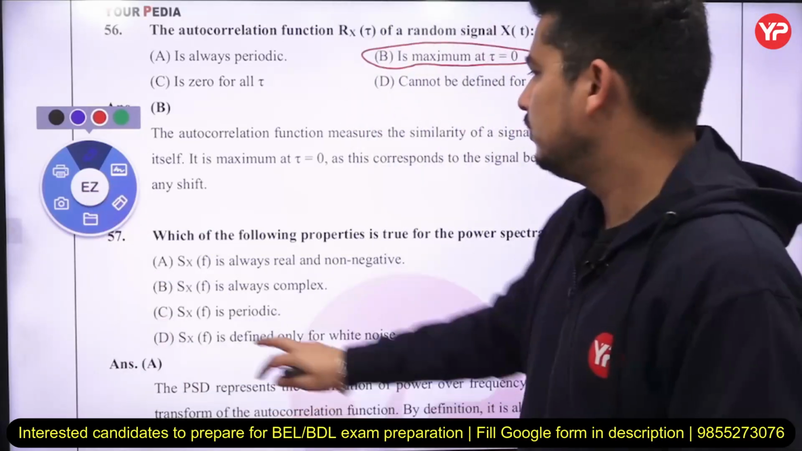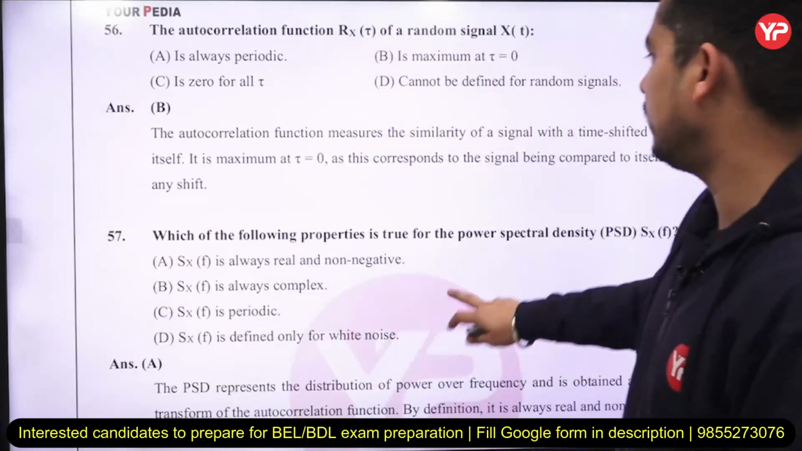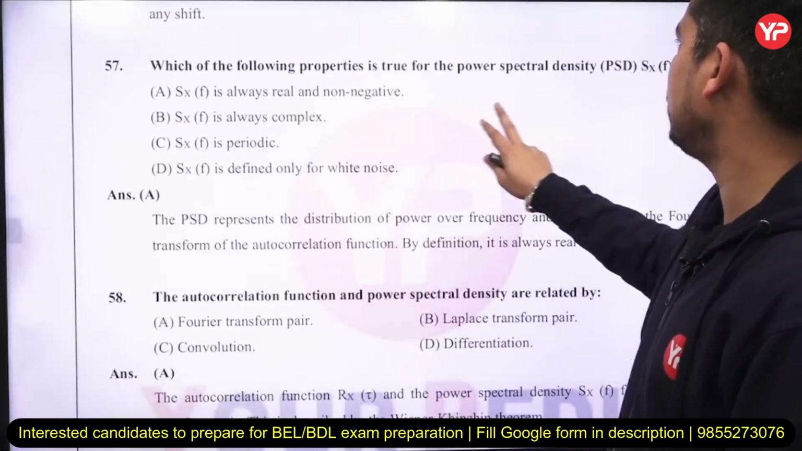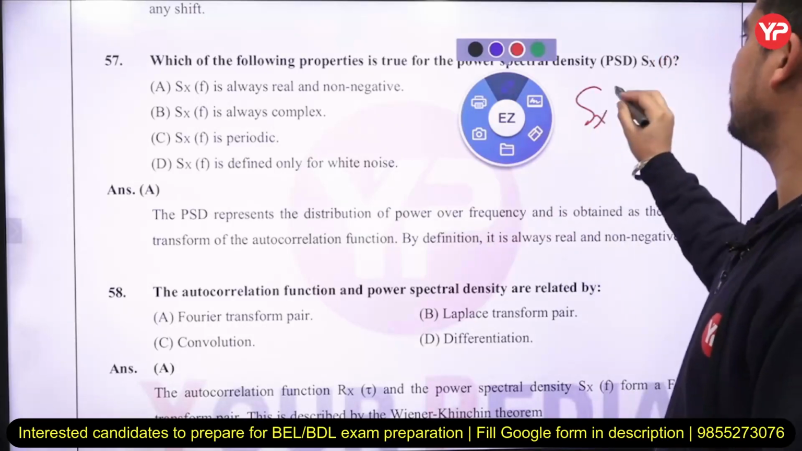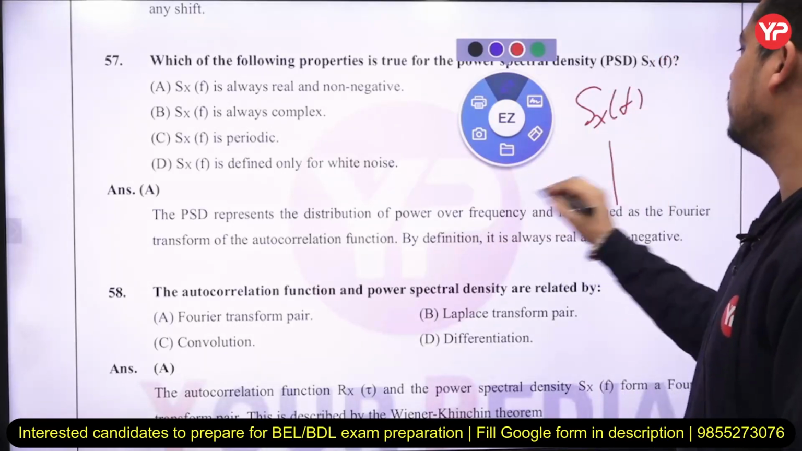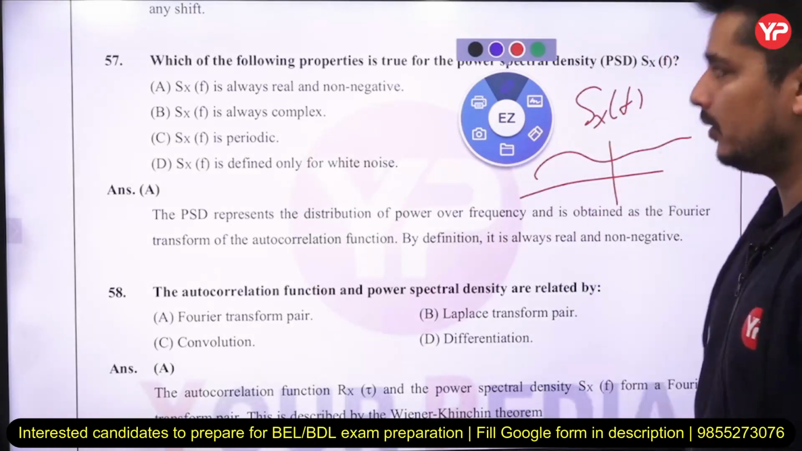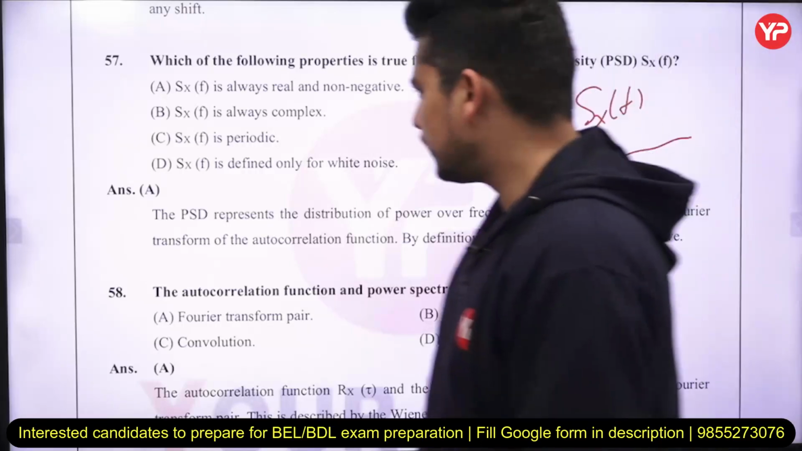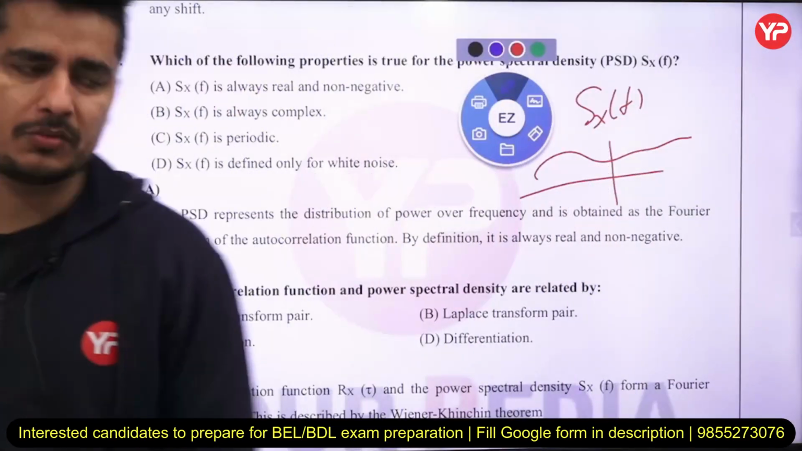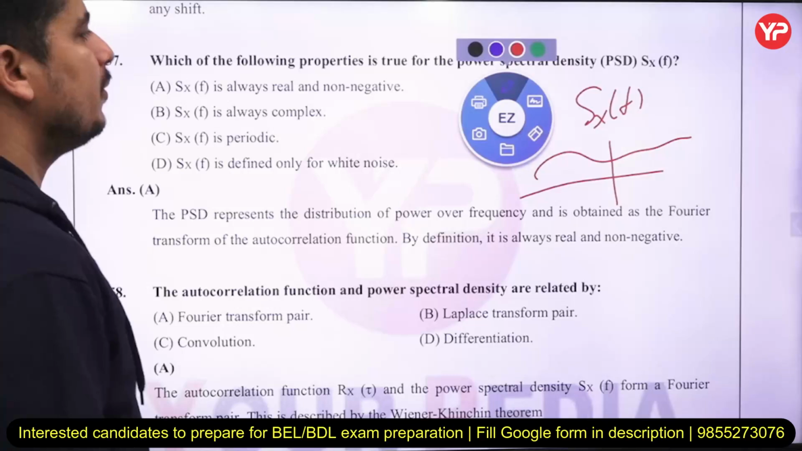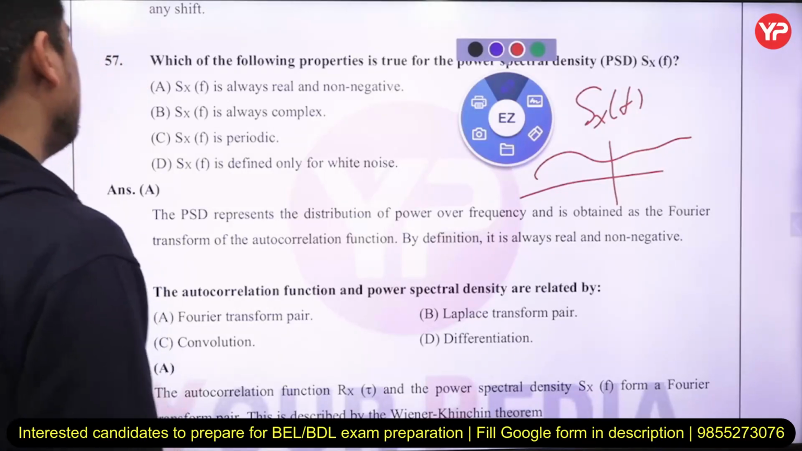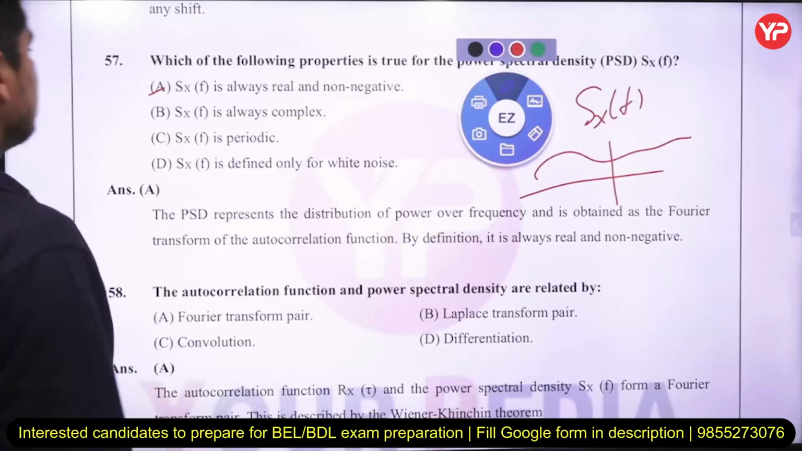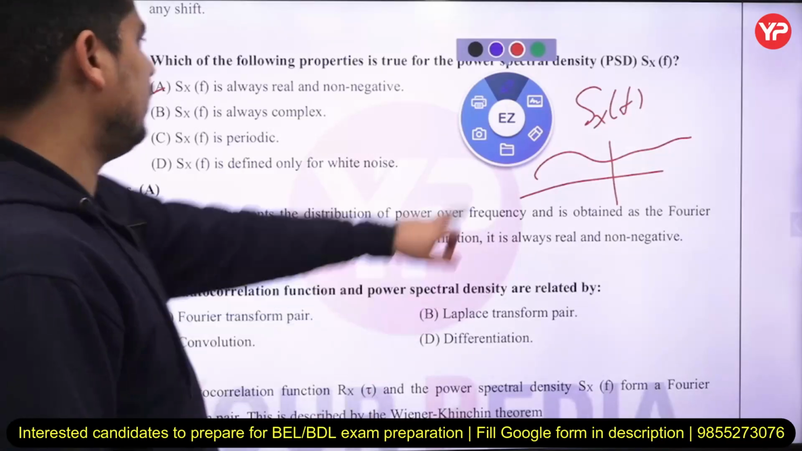Next is, which of the following properties is true about the power spectral density Sx of x? Every time you are plotting Sx(f), it will be non-negative, always lying above the axis. It may or may not be periodic, but it is never negative, because the power of any signal cannot be negative. That's why it is real and non-negative. What will be the answer? Real and non-negative.